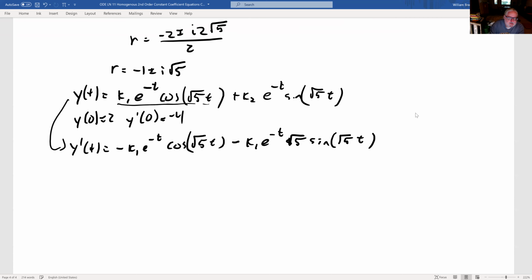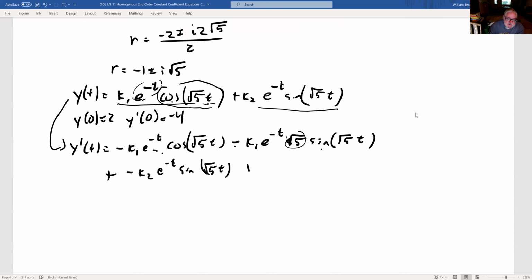So to differentiate this term, we have to do the product rule, which means differentiate this first, that's this term, and then differentiate that term. The derivative of cosine is minus sine square root of 5t, and then differentiate the inside of the cosine. Plus, now we have to differentiate this term, and we'll get two terms for that again, minus k2 e to the minus t sine square root of 5t plus k2 e to the minus t square root of 5 cosine square root of 5t.